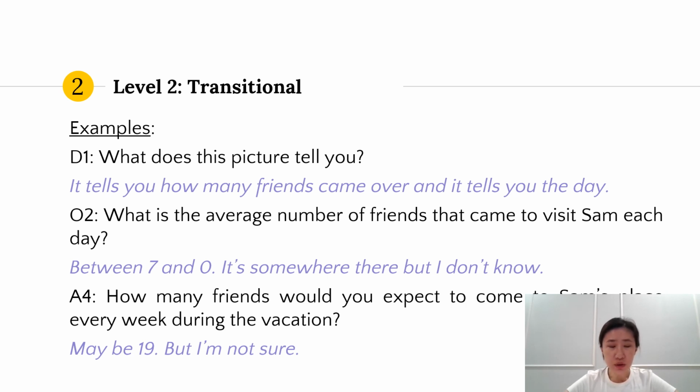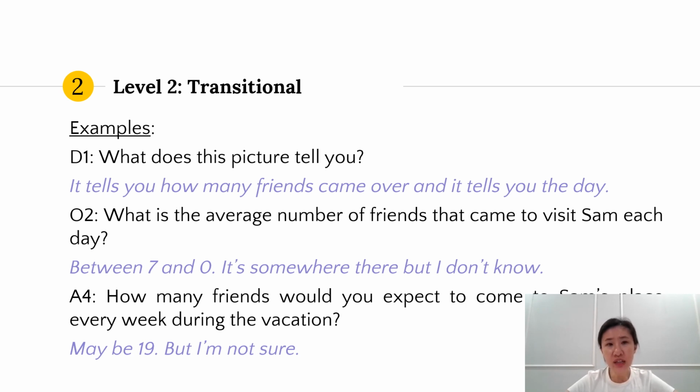At the level 2, for the question, what is the average number of friends that came to visit Sam each day? So between 7 and 0 is somewhere there, but I don't know. So they might not be able to justify or validate their answers, and this is purely based on guesses. And the fourth question, how many friends would you expect to come to visit Sam every week during the vacation? So they may guess like maybe 19, but I'm not sure.